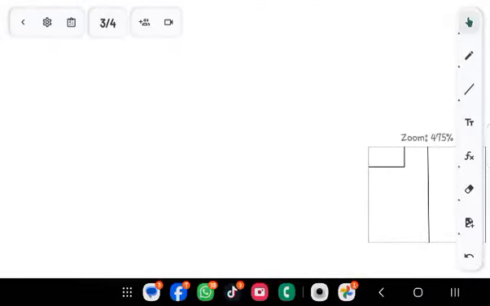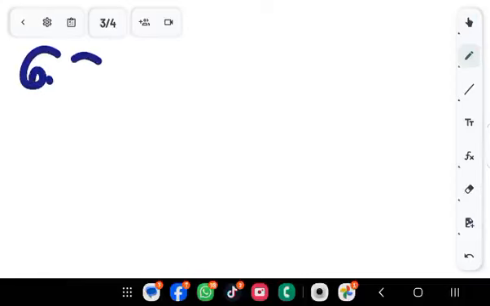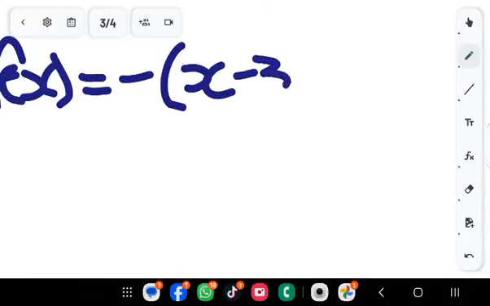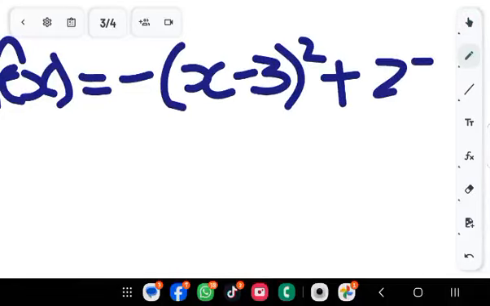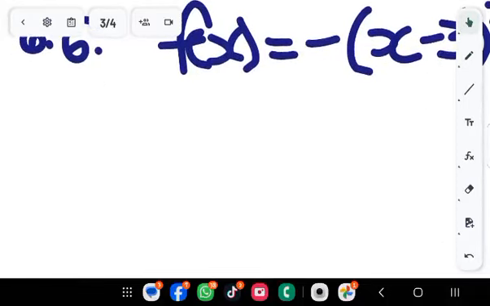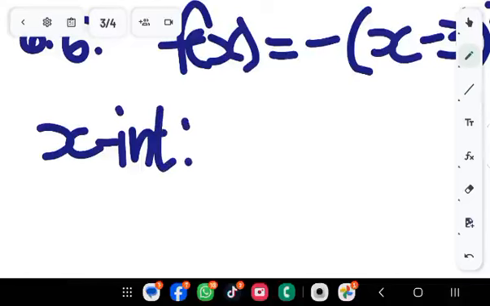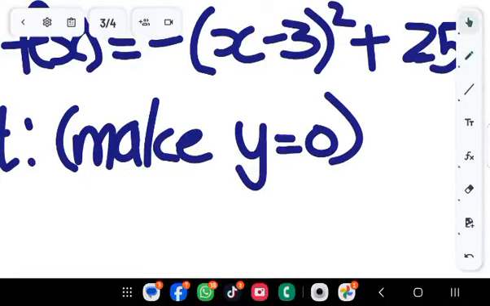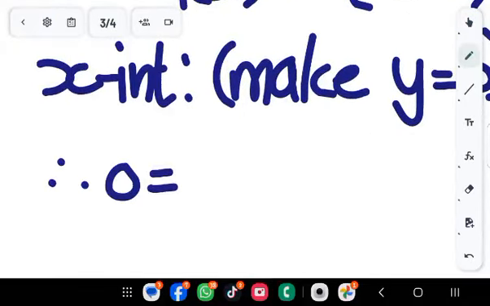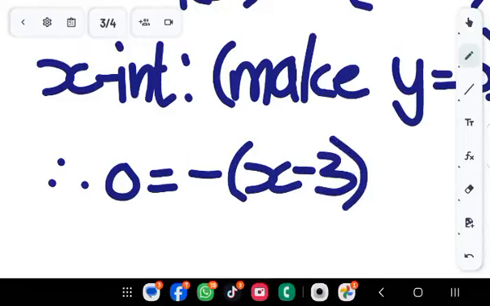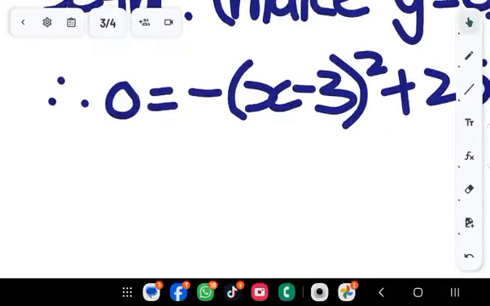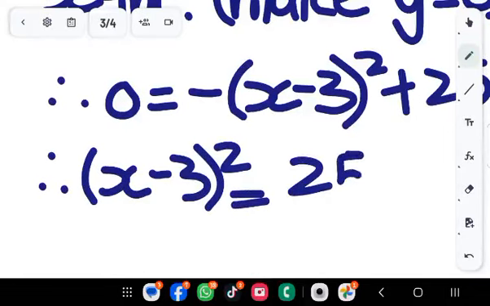6.6. Remember, f of x equals minus (x minus 3) all squared plus 25. Now, to find the x-intercept, you make y 0 and solve. So let's make y 0. Therefore, 0 will be minus (x minus 3) all squared plus 25. Now let's take the whole (x minus 3) all squared to the right-hand side.